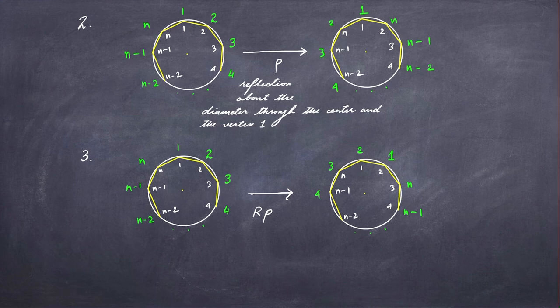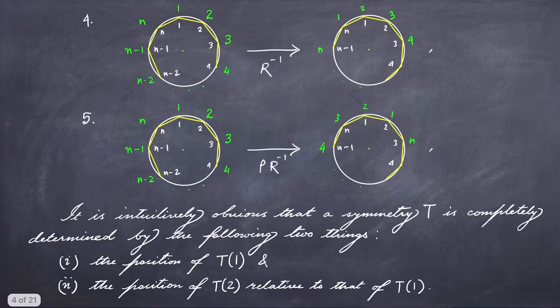Then we can also depict the composition of r and ρ like this. It's also quite easy to see that r inverse is also a rotation. It is a rotation by the same angle, 2π/n radians, but the rotation happens in the anti-clockwise direction. So r inverse sends the first vertex to the nth place, the second vertex to the first place, and so on. And then we can also consider the composition of r inverse and ρ.